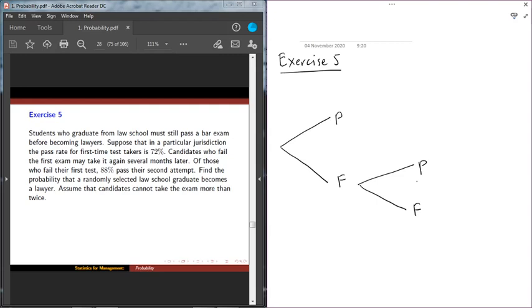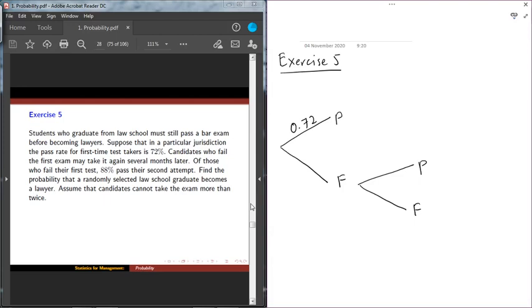Students who graduate from law school must still pass a bar exam before becoming a lawyer. So they need to pass the exam in order to become a lawyer. Suppose that in a particular jurisdiction, the pass rate for first-time test takers is 72%, which in probability is 0.72.